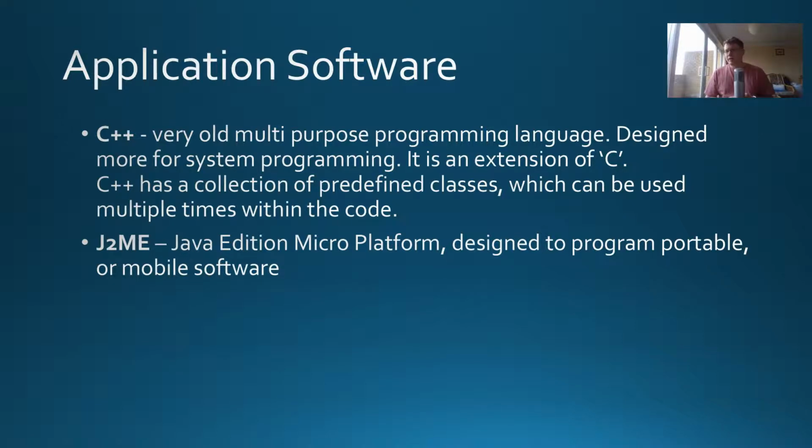Now, the final one is Java Edition Micro Platform. Just rolls off the tongue, which is designed to create portable and mobile software. So, for example, if you have a bit of software you want to create for a mobile phone somewhere, you might decide to use this. I'm not going to lie, this is not something that I've used a great deal. It's relatively new because ultimately mobile software is relatively new, especially compared with C++. But you might use something like this to do something on a mobile device.